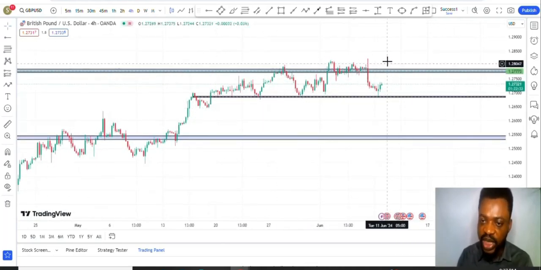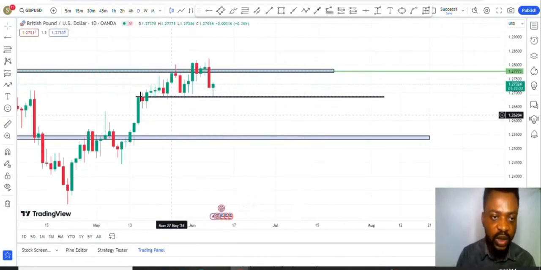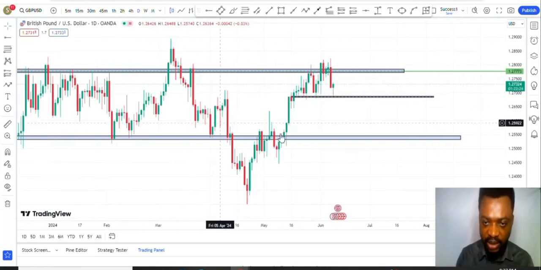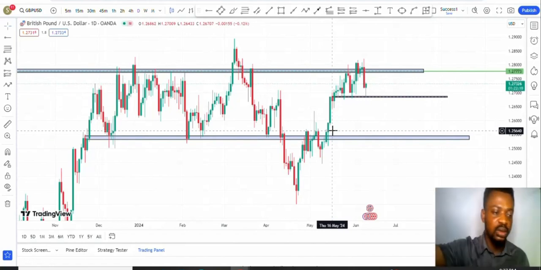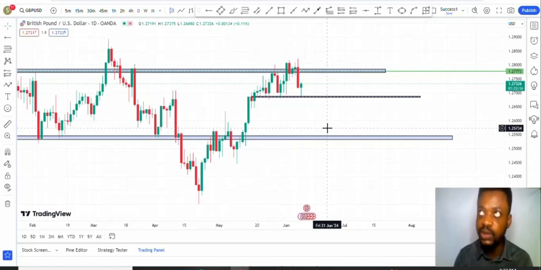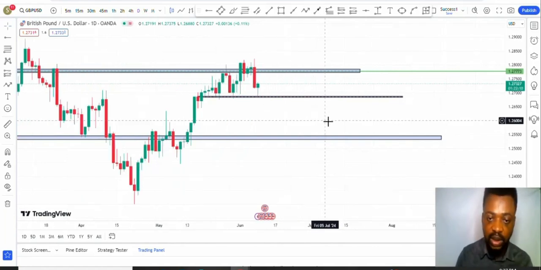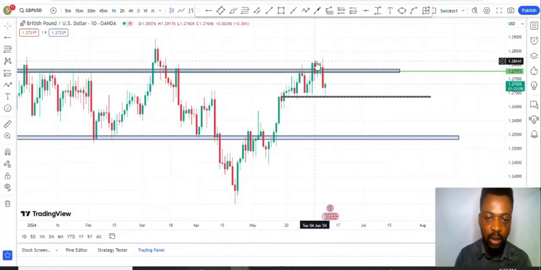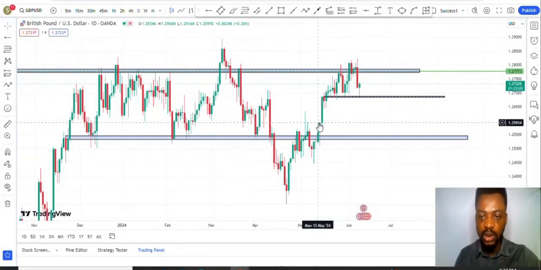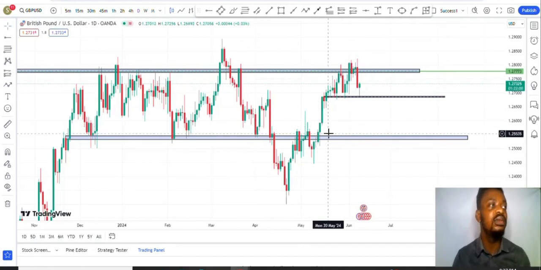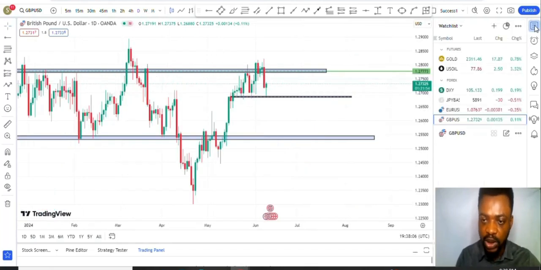Price is building up to maybe this area before it drops again. So you want to be very careful with the market, especially this week. Let's see how things unfold on GBP/USD.